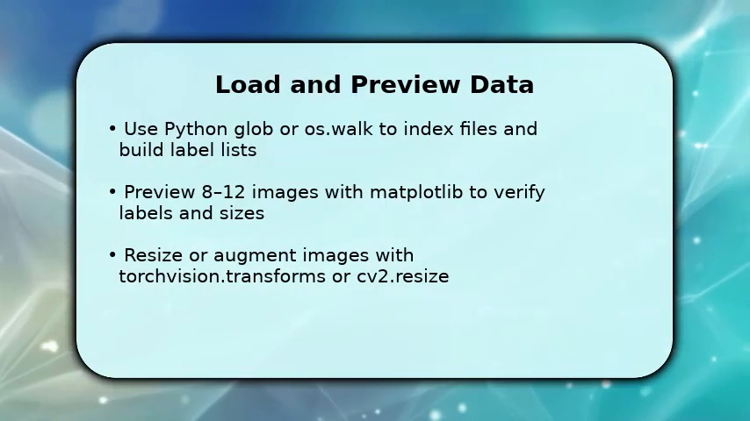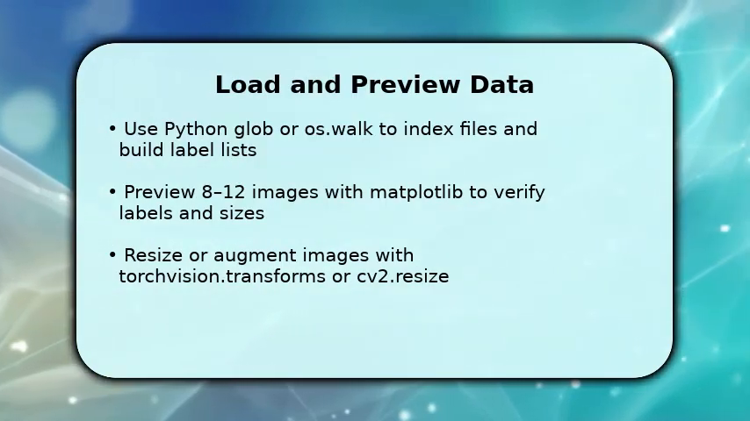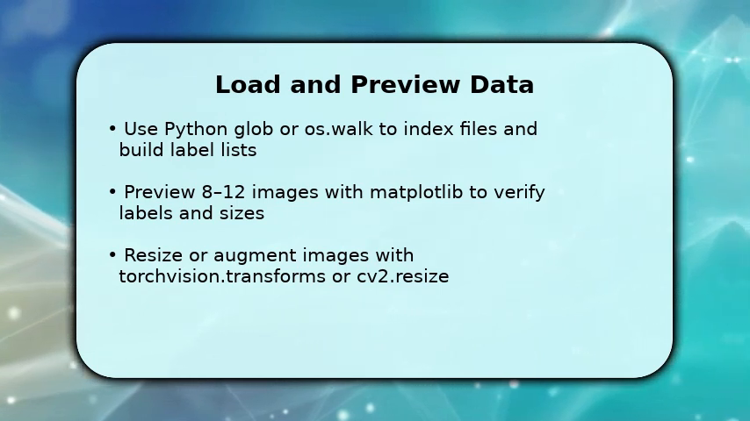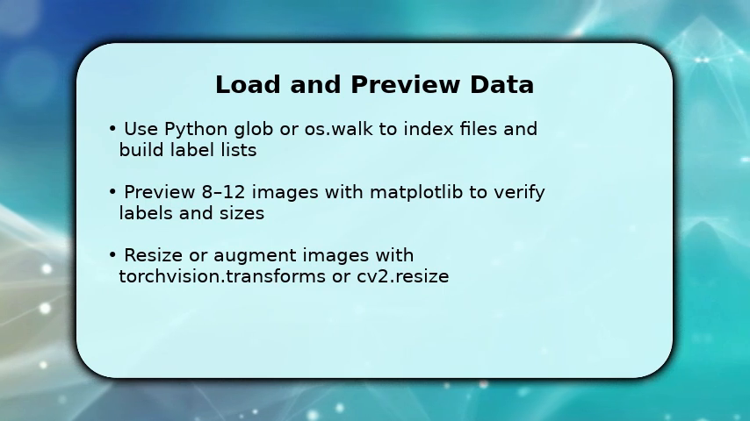Now you build a reliable file index. Use glob or os.walk to collect image paths and map labels from folder names. You do this so batching and shuffling work cleanly.